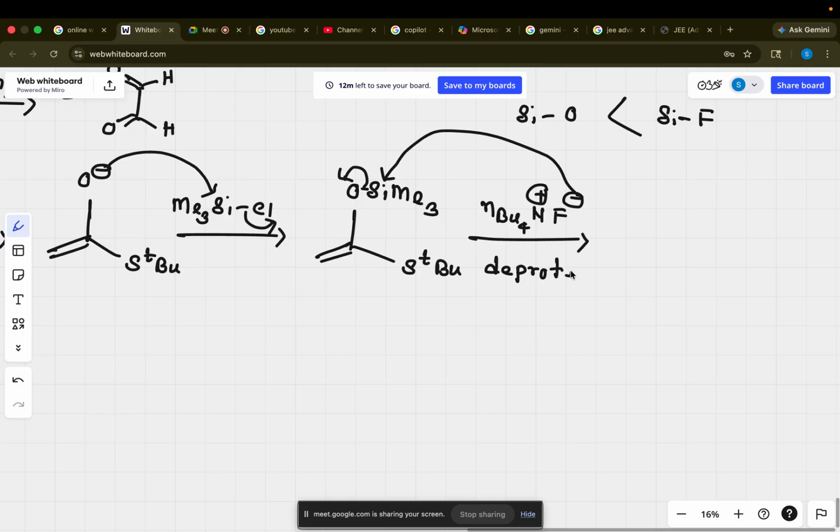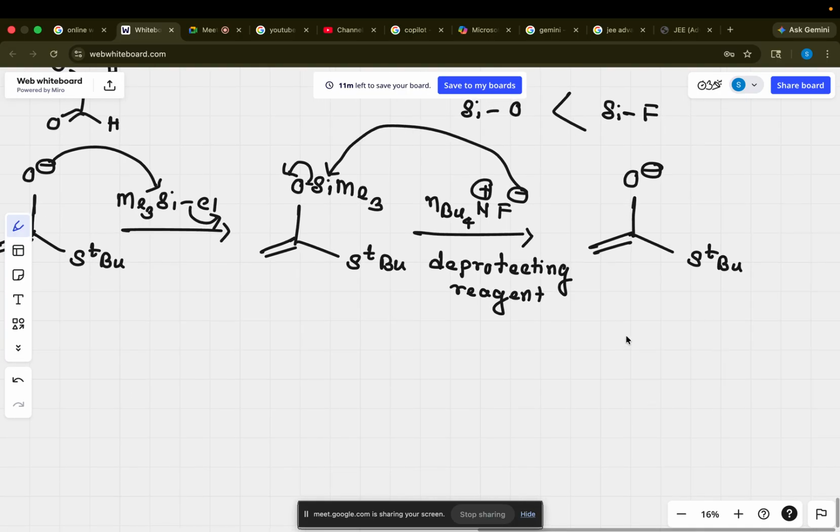this is a deprotecting reagent of this silicon group. So F minus will attack on the silicon center, this bond will break. What I am getting? Again I am getting this free enolate. So this free enolate again regenerates.